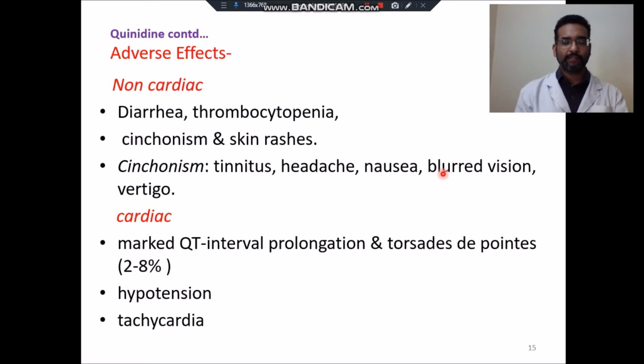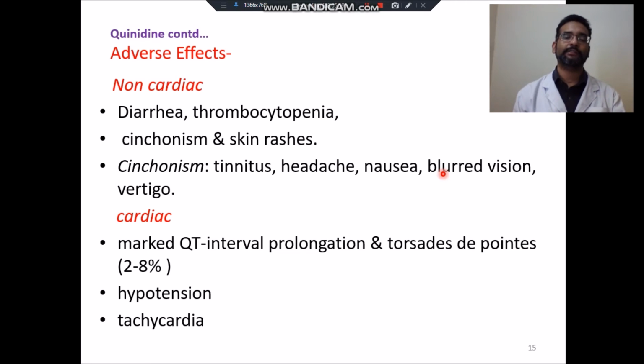Quinidine has a long list of side effects. Among the non-cardiac side effects, it causes diarrhea and thrombocytopenia, a decrease in the platelet count. Cinchonism is a very important side effect of quinidine. When you study pharmacology, you'll hear about three isms, and one of them is cinchonism. So an overdose of quinidine will result in tinnitus, headache, nausea, blurred vision, and vertigo. And because of a hypersensitivity reaction, it can cause skin rashes.